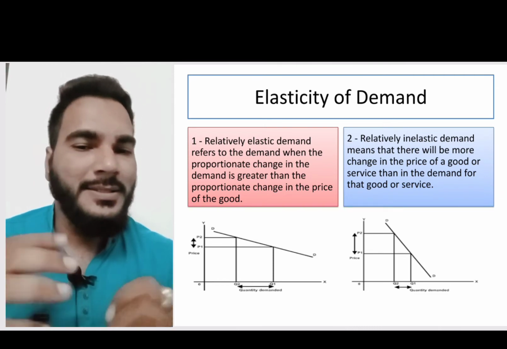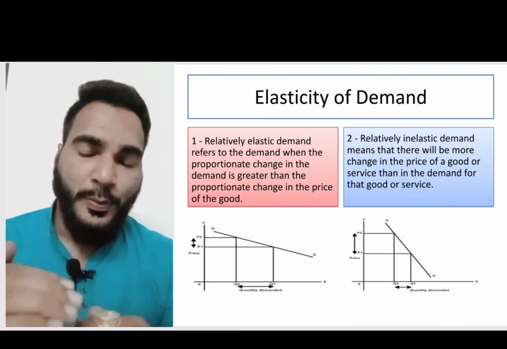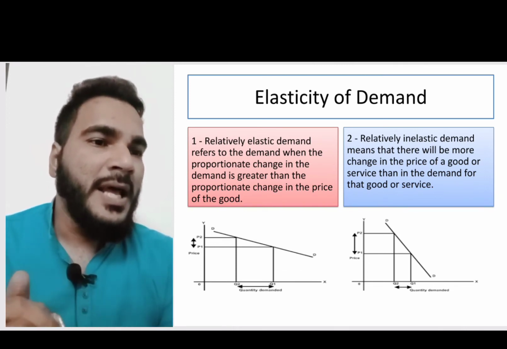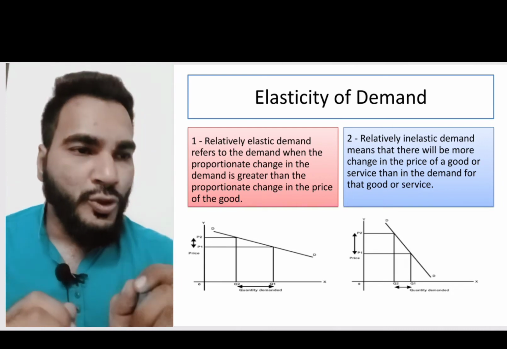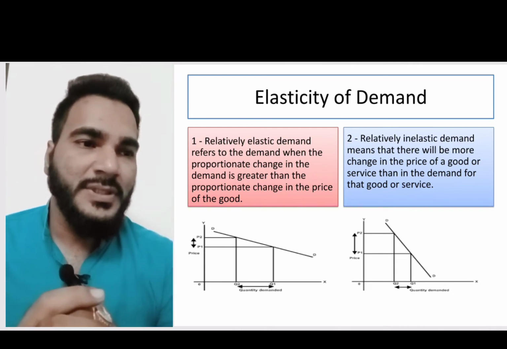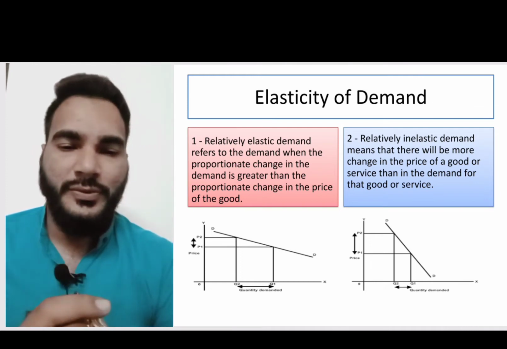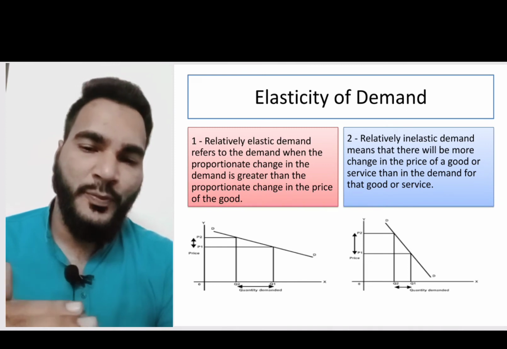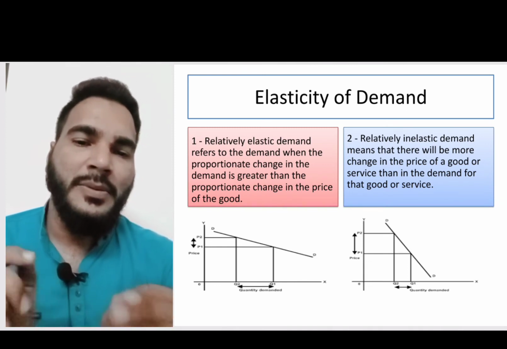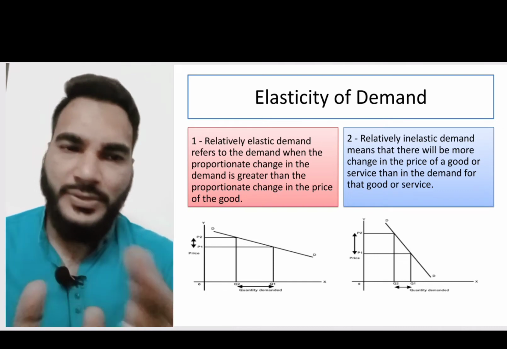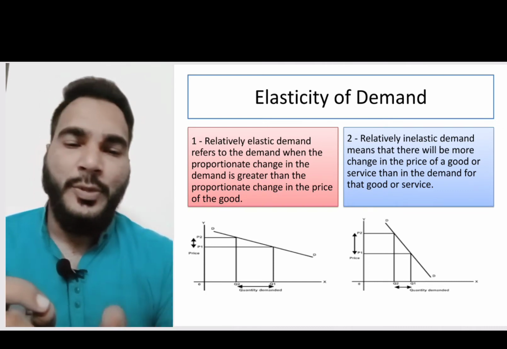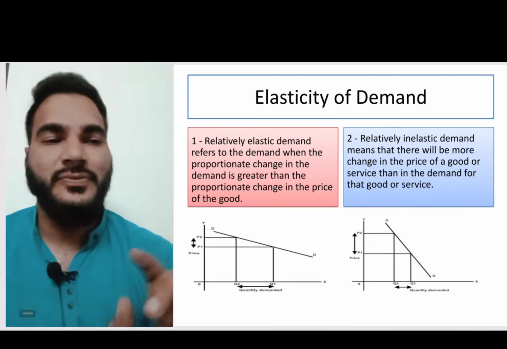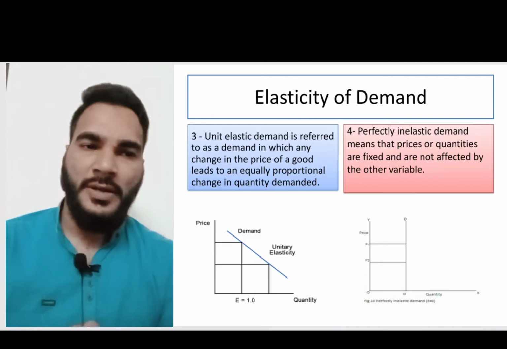Then we have relatively inelastic demand, which is the vice versa. Here the proportionate change in price is higher than the proportionate change in demand. Relatively inelastic demand means that there will be more change in the price of a good or service than in its demand. Simple. Here inelastic means the proportion of change in price is very high and demand gets changed very little. So that's very easy. In elastic, the proportion of change in demand is high, and in inelastic the proportion of change in price is very high.